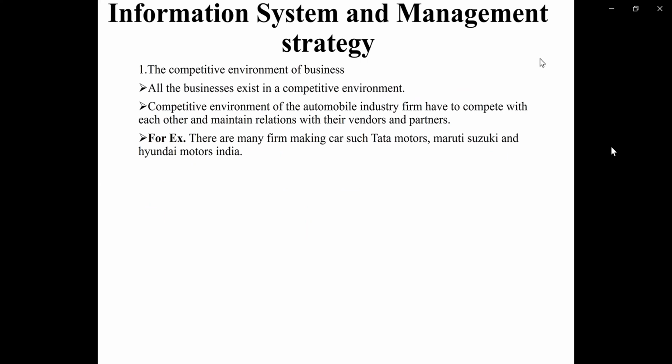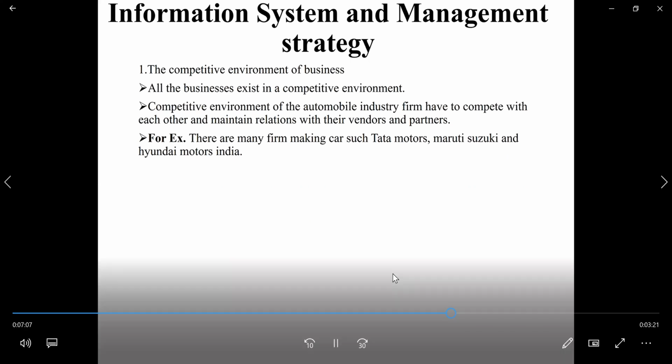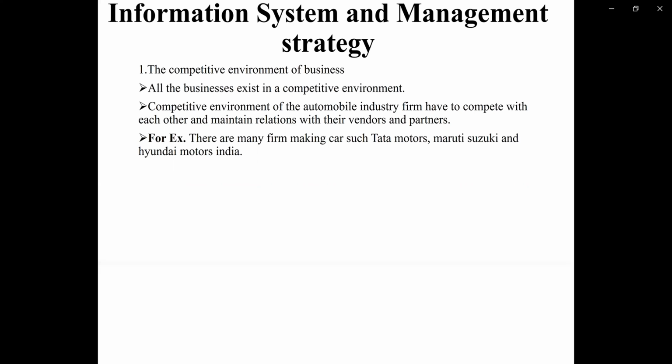Okay, so now we will see the information system and the management strategy. Which are the strategies used by the information system? The competitive environment of the business. All businesses exist in a competitive environment, so let us take the competitive environment of the automobile industry.